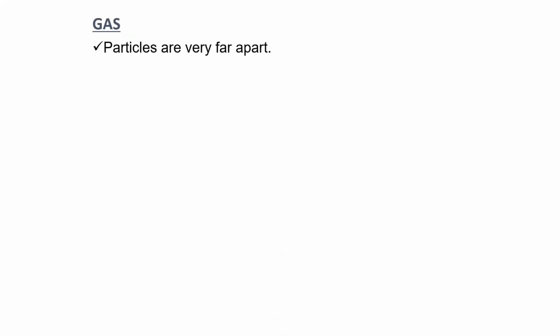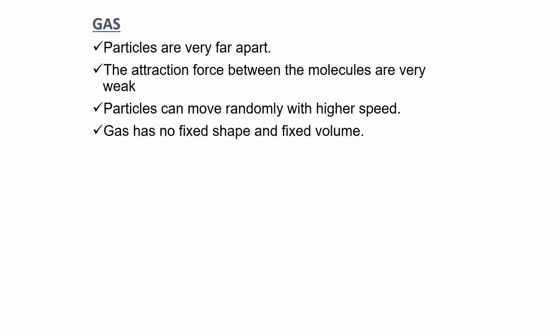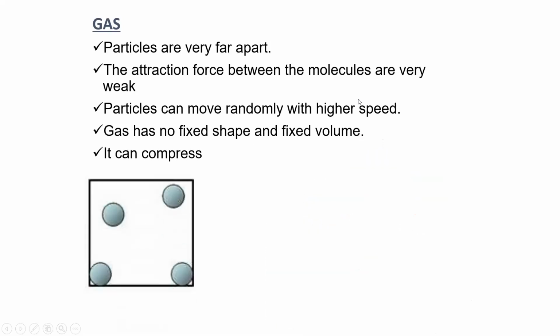About the gases: in gases the particles are very far apart. The attractive force between the molecules is very weak. The particles can move randomly at a high speed. When you compare the speed of the particles in gases, they are moving much faster, and gases do not have a fixed shape or a fixed volume. So they take the shape of the container, and the volume depends on the size of the container. For example, if you have a large container, then it will have a greater volume. If we transfer the same number of particles into a smaller container, then the volume will also decrease.